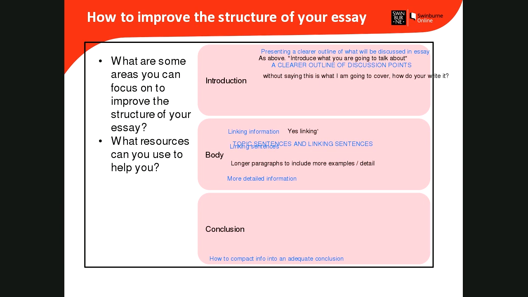And someone's already said that. Without saying, this is what I'm going to cover, how do you write it? That's how you do it. So you restate, instead of saying this is what will be discussed, just cross that bit out and then start from the rest of your sentence. The 3 key factors will be discussed.